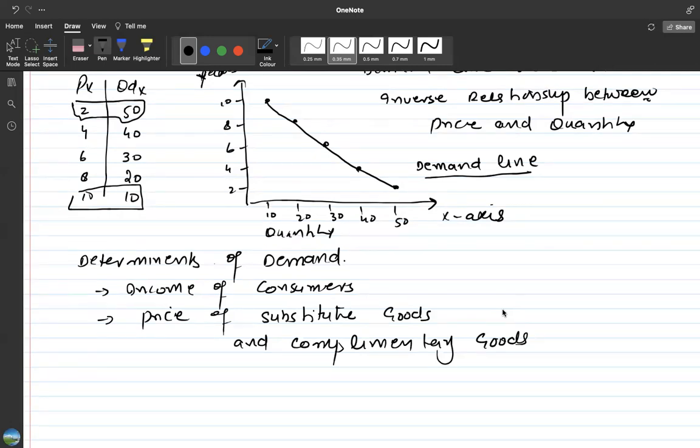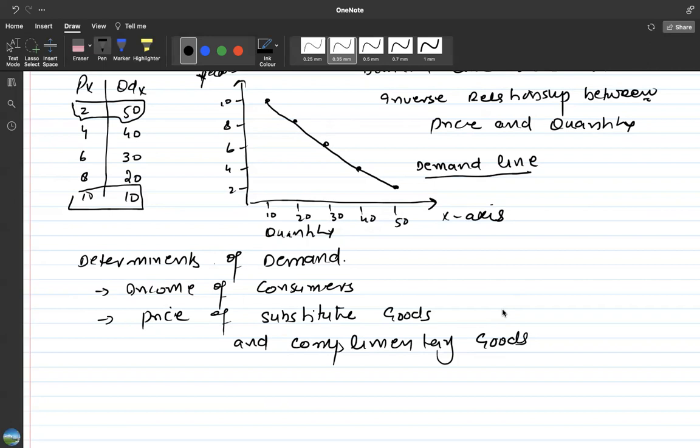And the second are complementary goods. The substitute goods are used alternatively to each other, as I told, Pepsi and Coke. And then we have complementary goods that are used with one another. For example, petrol and car, that are complementary goods. Shoes and socks, that are complementary goods. For example, bread and butter, these are complementary goods that are used with one another.